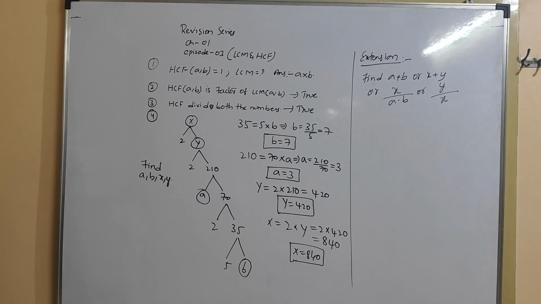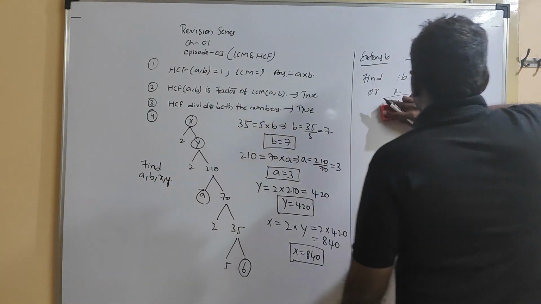Then see what the fifth problem is. HCF of 98 and 28. See the fifth problem.